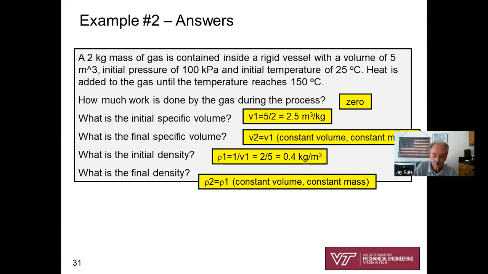This kind of thing. My first thermo professor was famous for doing stuff like this.